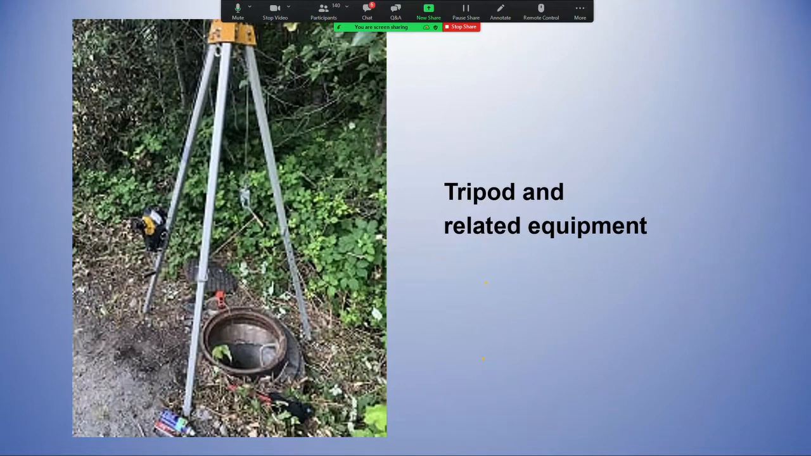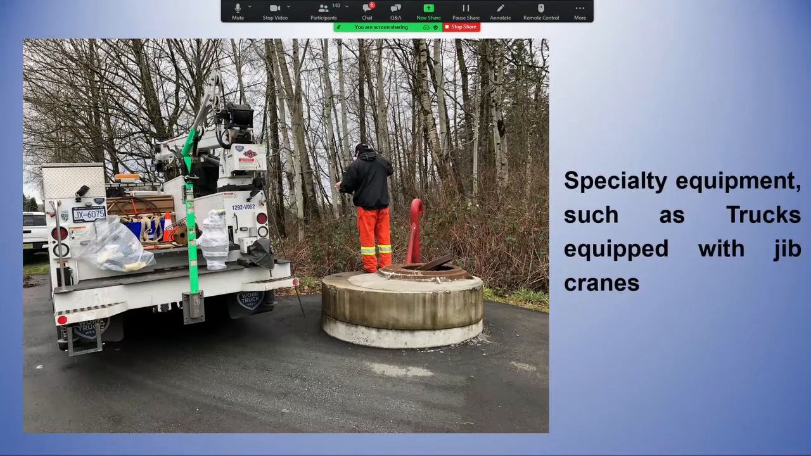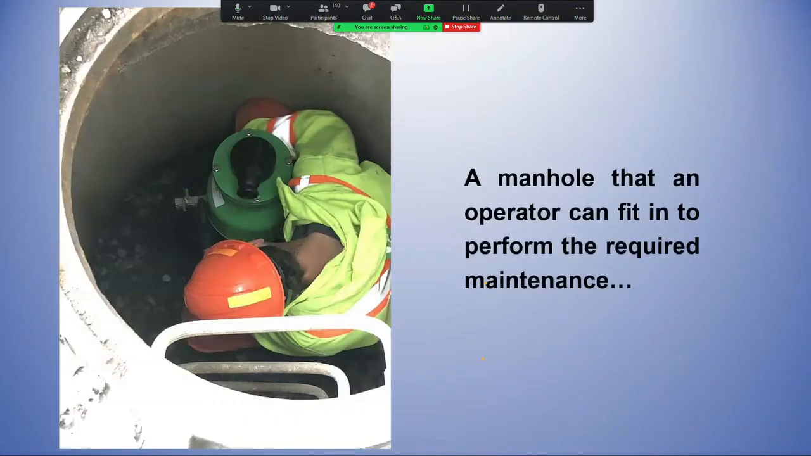Tripod and related equipment, so the utility has to make the investment in this type of material. If they don't, they have to rent it. Specialty equipment such as trucks equipped with jib cranes, depending on how far you're being lowered and what you're being lowered into, is also a requirement. And if you're a large individual, you need a manhole that the operator can fit into and perform the maintenance required in a safe manner.